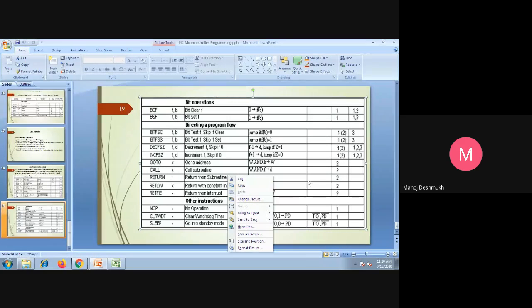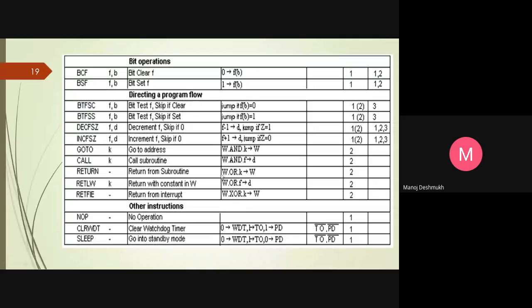Or simply, okay, you are able to write the specification, or not? Yes, sir. Okay, go to means only that much is sufficient, that is, go to the address. So these are not useful here. I think wrong is there. This happens for these instructions 1, 2, 3, 4 and 5: go to, call, return, return LW and return from the interrupt. Okay.